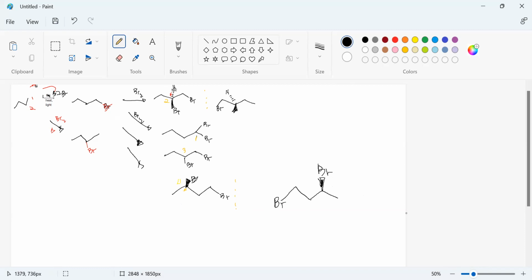And then another one, on carbon 4 we have another bromination, the second bromination process. On carbon 4, you can have it on carbon 1, carbon 2, carbon 2 also, carbon 1.